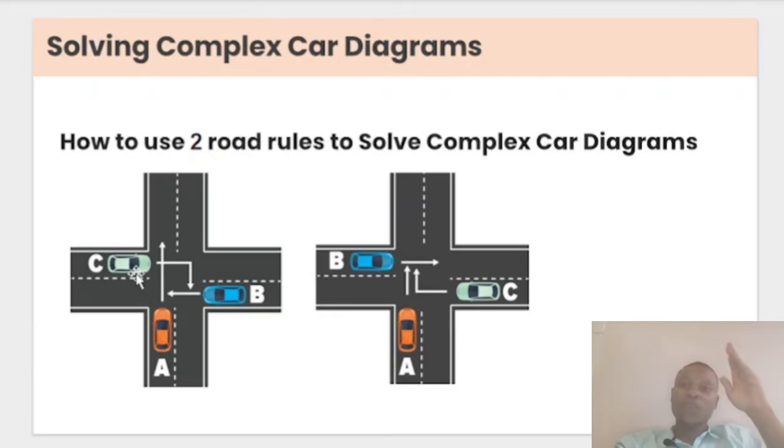Now the first road rule that we're going to use is give the right of way to traffic approaching from your right, which means that C gives the right of way to A, A gives the right of way to B, and B has no car on its right, so it goes first.